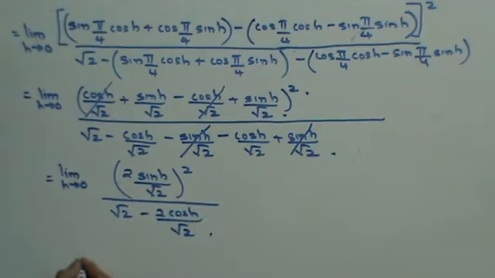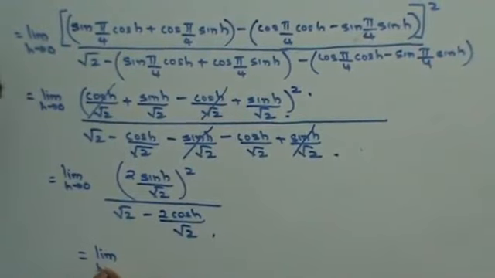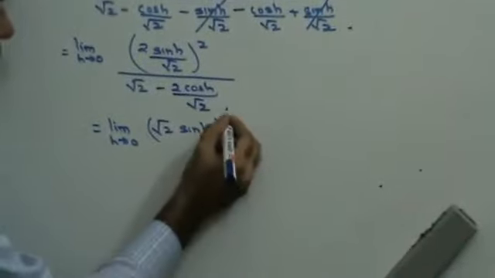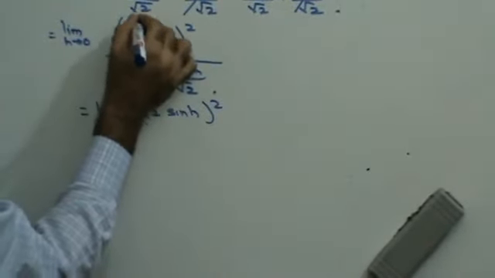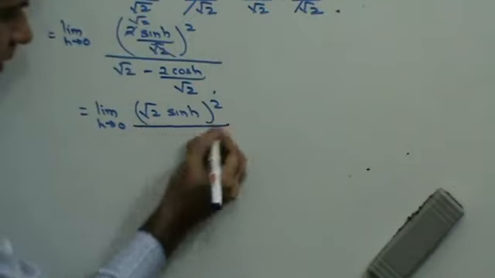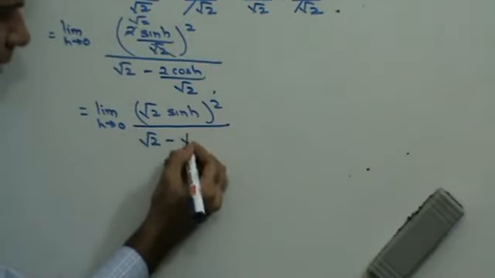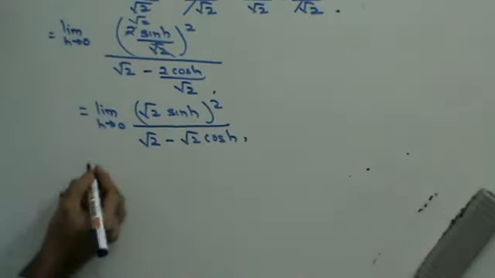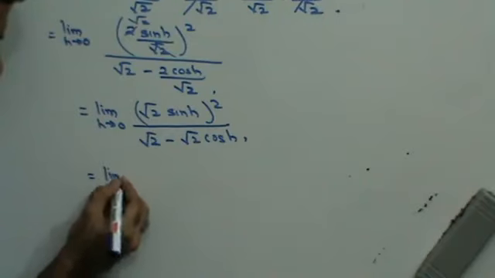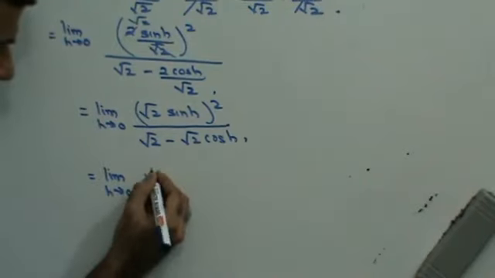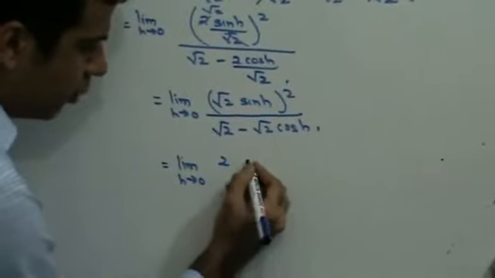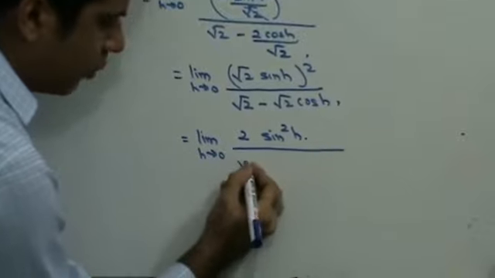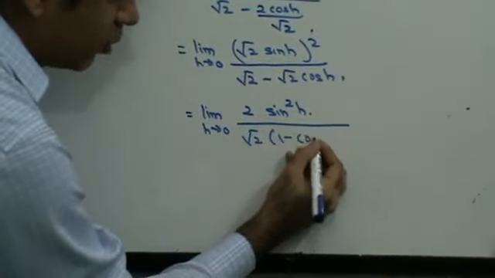Now 2 and root 2 will get cancelled, so limit of h tends to 0, root 2 sin h the whole square, this root 2 and this I cancel to give you root 2 upon the same thing in the denominator, root 2 minus root 2 cos h. Now in the denominator I could take root 2 common, so limit of h tends to 0. Root 2 the whole square is 2. Sin h the whole square is sin square h. Root 2 common, 1 minus cos h.